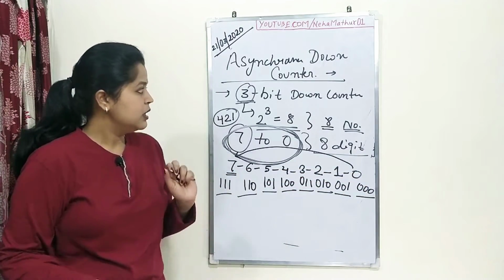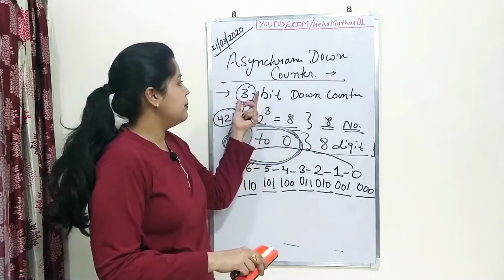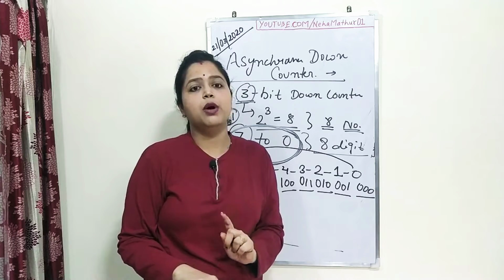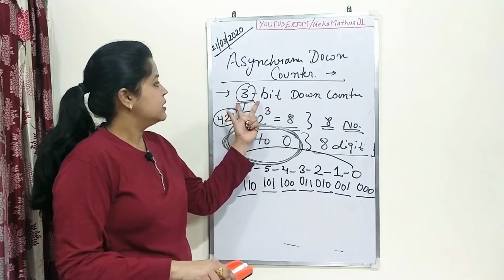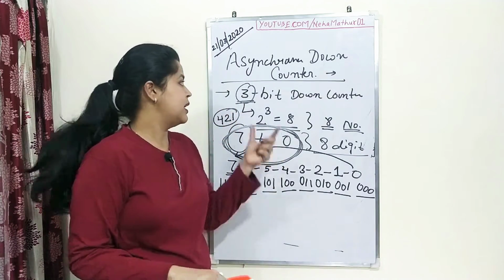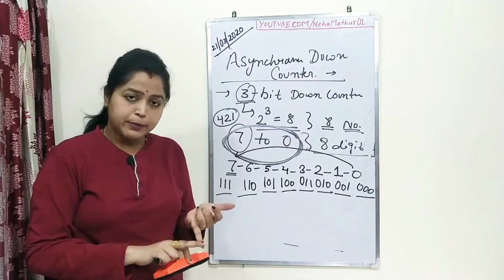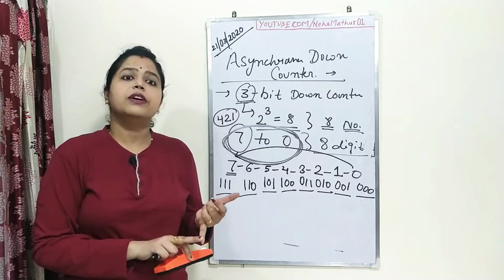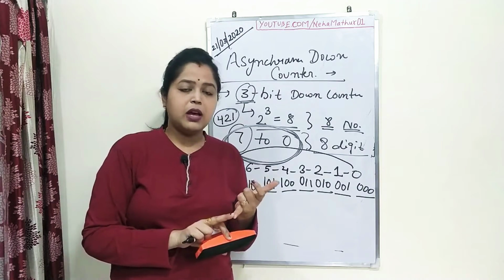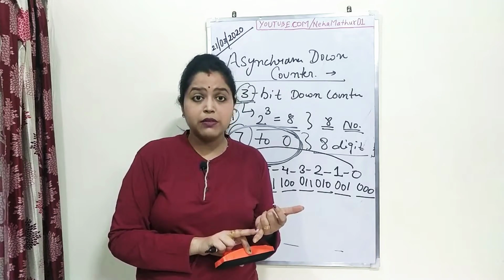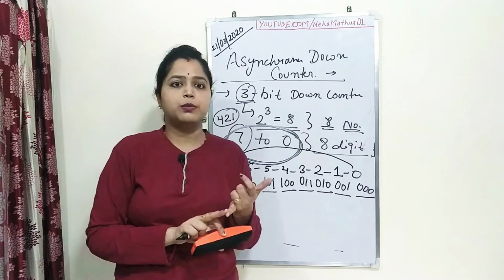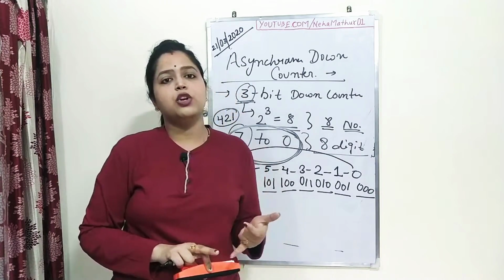Fine. Now we will design a 3-bit asynchronous down counter, and a counter is always designed with the help of flip-flops. Since here we have a 3-bit down counter, how many flip-flops are required? 3 flip-flops are required to design a 3-bit down counter. And what about the type of flip-flop? Here we will go with JK flip-flops, just because of the property of toggle. We may have the option of SR flip-flop, JK flip-flop, T flip-flop, D flip-flop, but for the designing of a down counter, JK flip-flop is most preferred, just because of the property of toggle.